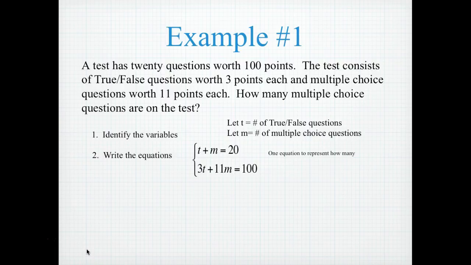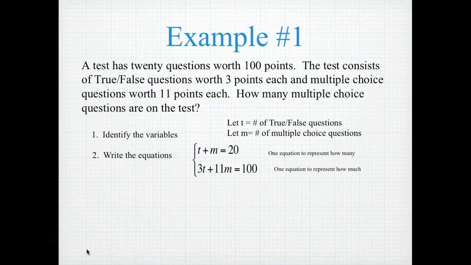The second equation represents how much. How much is each point worth? True-false questions are assigned a value of 3 points, while multiple choice questions are assigned a value of 11 points. Altogether, the test is worth 100 points. Therefore, the equation that's developed is 3T plus 11M is equal to 100.